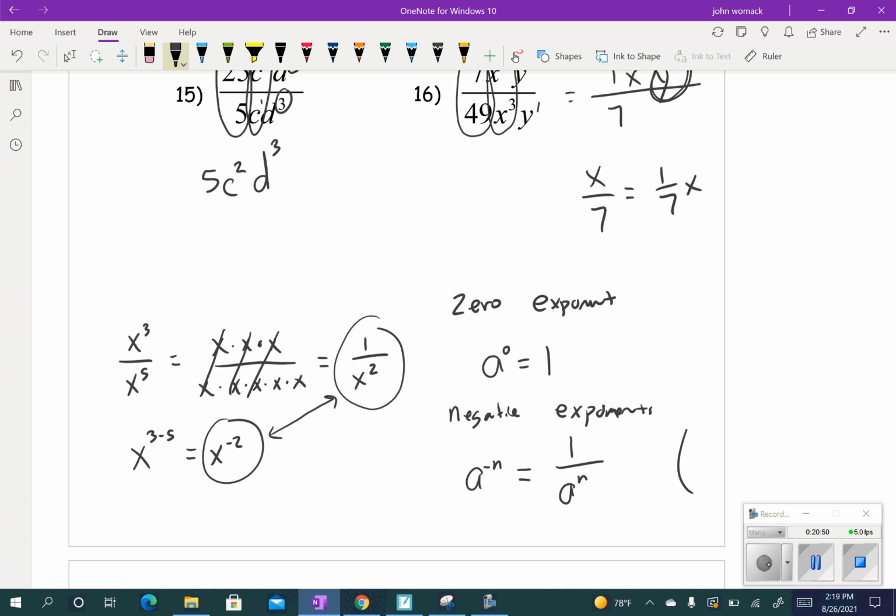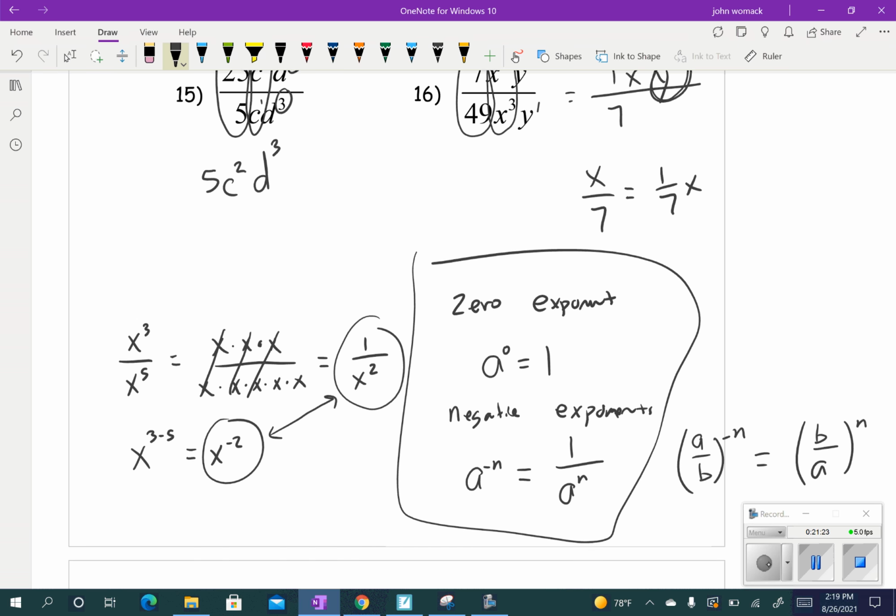By the way, that means if you have a fraction, say a over b to the negative n, you can just take that entire fraction and flip it over. And that can get a little bit tricky because you only take the reciprocal of what the negative exponent applies to. So sometimes that can get a little bit tricky, and I'll show you some examples of how that works here in just a second. So, okay, those are our last two rules, the zero exponent rule and the negative exponent rule. So now you've reviewed all the exponent rules. Let me show you a couple of examples with these two, and then you should be good to try the assignment.